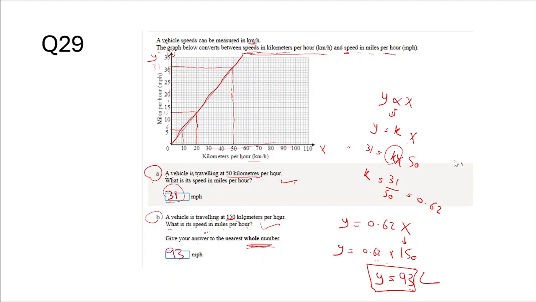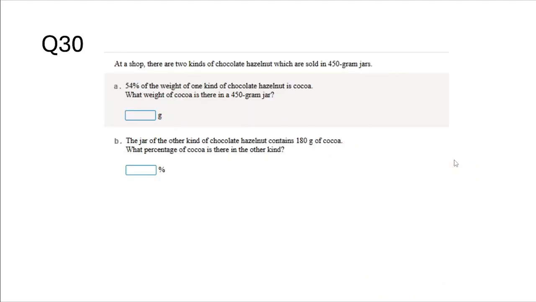Okay, so let's move to question number 30. Question number 30 says, at a shop, there are two kinds of chocolate hazelnut which are sold in 450-gram jars. 54% of the weight of one kind of chocolate hazelnut is cacao. What weight of cacao is there in the 450-gram jar?